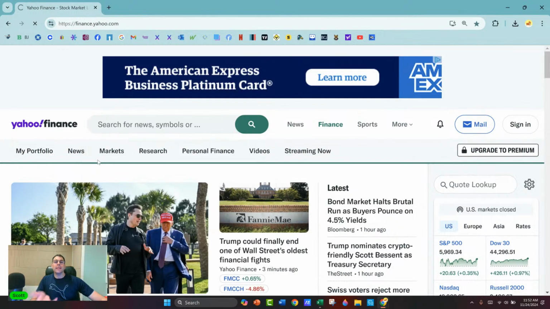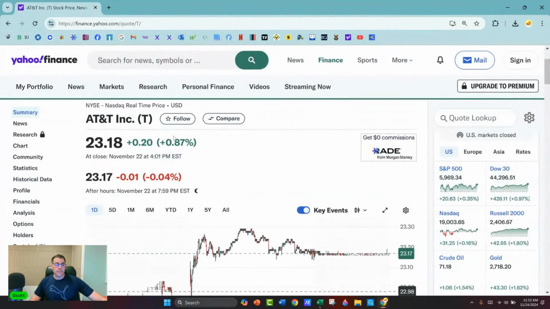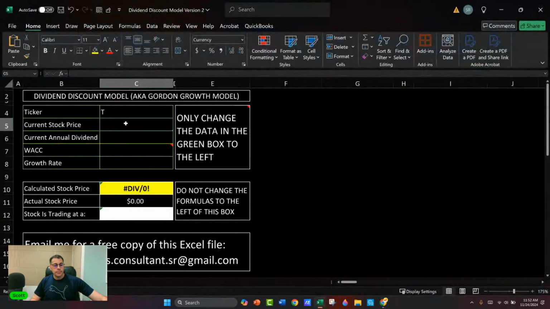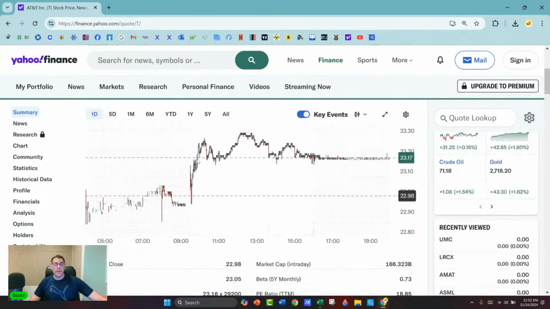Of course, the company has to pay a dividend. If they don't pay a dividend, you can't use the dividend discount model. So it's currently trading at 23.18. Then you want to put the annual dividend in there.